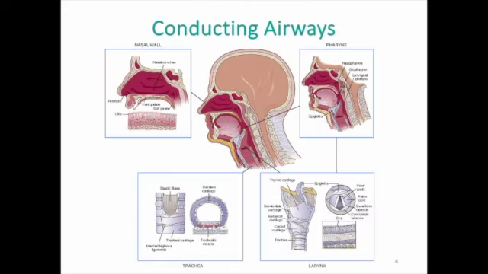Now, if we zoom in on the conducting airways, we can see the structures a little bit better and realize that these structures are going to be part of the gas exchange through our nasopharynx, oropharynx, and related structures of the upper airway into our lungs. And these structures are lined with ciliated mucus. What that does is warm and humidify the inspired air that we breathe in, but it's also going to help us as we breathe out remove any foreign particles.